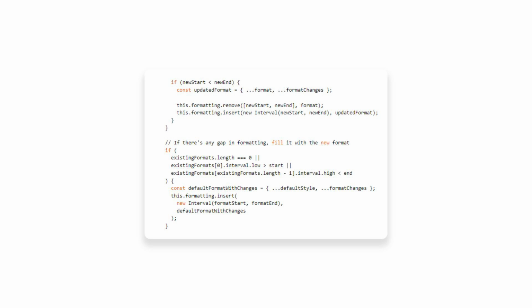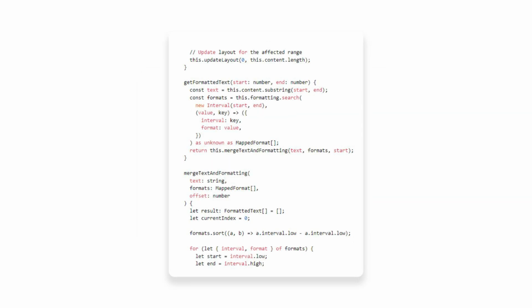Overall, this snippet ensures that the specified text range is updated with new formatting and any gaps in formatting are filled appropriately. This code snippet manages the layout updates and retrieval of formatted text. 1. Update layout. The invocation of this.updateLayout ensures that the entire content's layout is refreshed after any changes. 2. Get formatted text method.